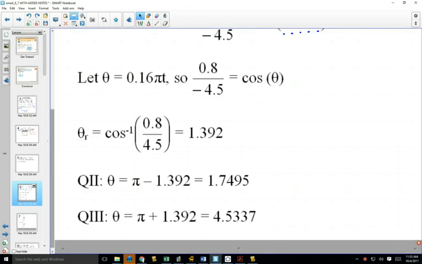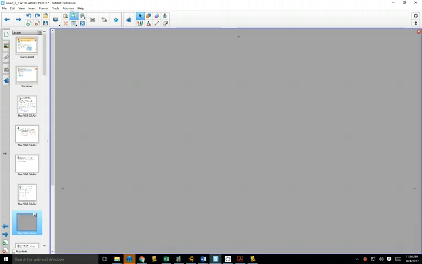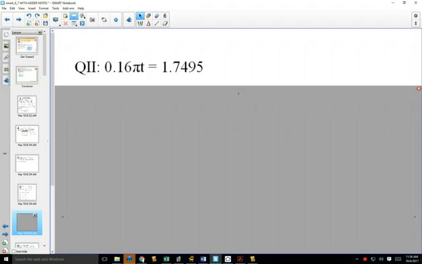So normally in math, you would now be done. You solve for theta. But our job wasn't to solve for theta. It was to solve for t. So did you see how we temporarily replaced theta with 0.16 pi t? Now that we figured out what theta is equal to, each of these is equal to 0.16 pi t. So we can look at the one in quadrant 2. If theta was equal to 1.7495, now we can substitute back, and 0.16 pi t would equal that.